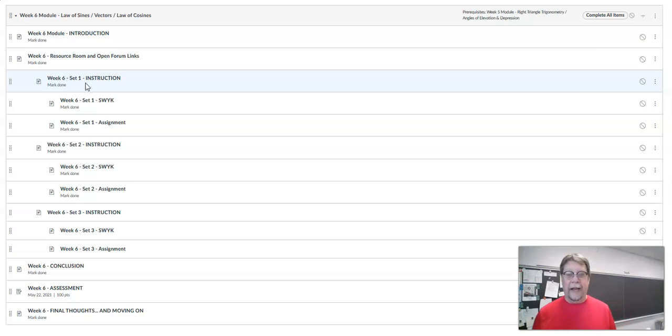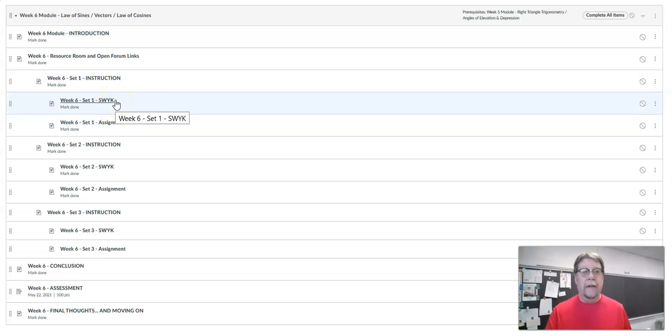Our first set of instructions, here we go. Law of sines, the first of our two laws. This is what I would call the easier of the two laws and the one I would use when I can. So we'll look at that law of sines. We will have a SWIC, show what you know, idea in MathXL, something you'll need to get 100% on before you can move into the homework. The homework then is also a MathXL assignment.